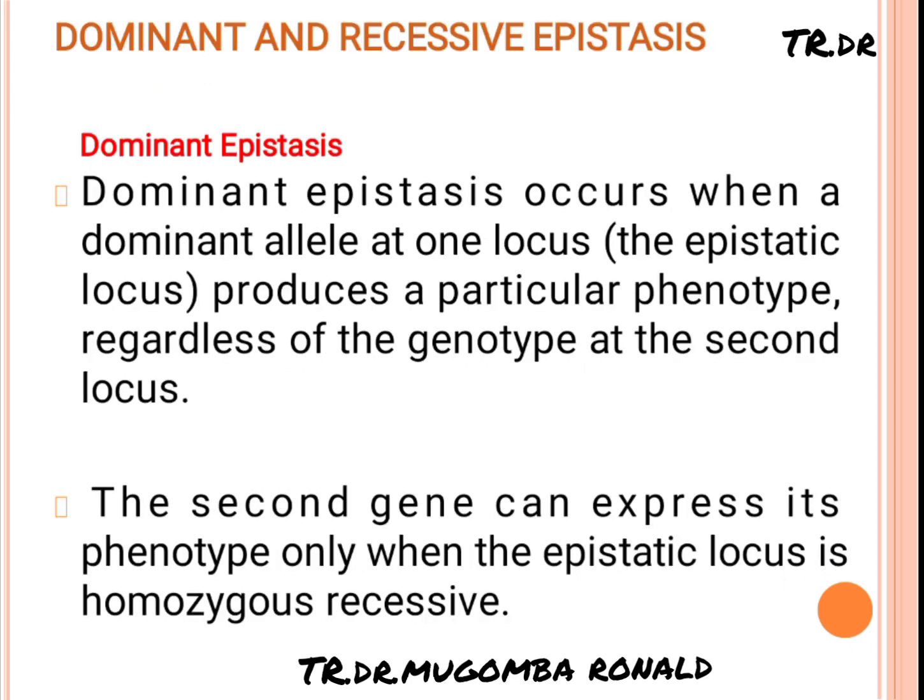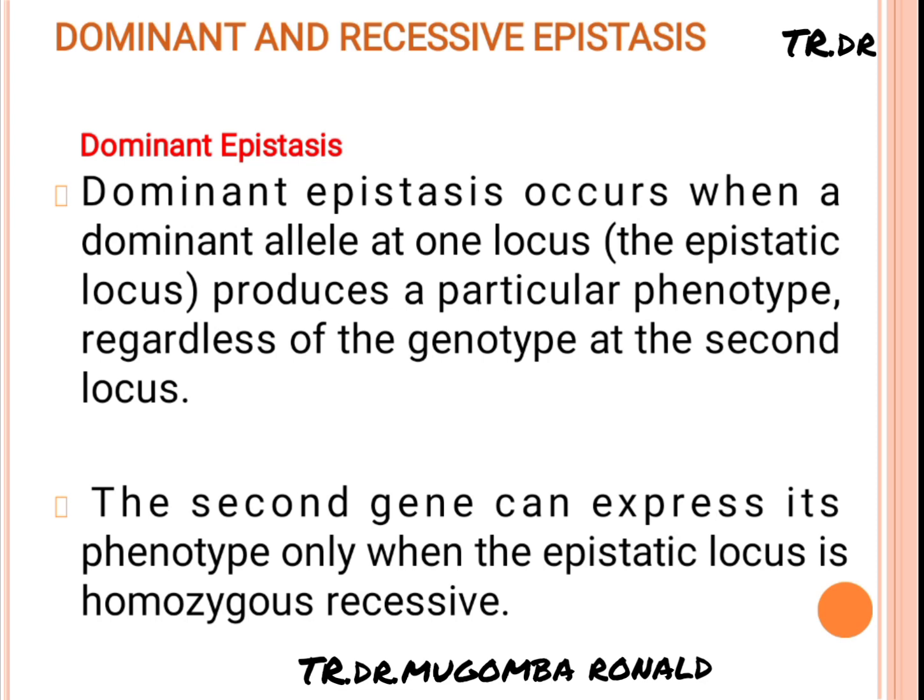So we have different kinds of epistasis. One gene is known as the hypostatic gene. That is the one that is usually masked. Then the epistatic gene is the one that is masking the expression of the hypostatic gene. So we have 2 categories. We have those which are dominant epistasis and then recessive epistasis.